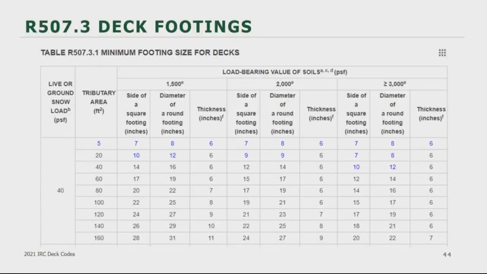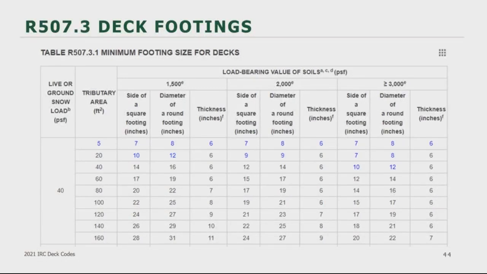Another significant change to the footing table, Table R507.3.1, for the 2021 IRC is the addition of a tributary area of 5 square feet. Table R507.3.1 prevents extrapolation beyond the limits of the table. You can interpolate between two tributary areas provided in the table. For example, if you wanted to find a footing size for 30 square feet, you can interpolate between 20 square feet and 40 square feet. However, you cannot extrapolate beyond the table.